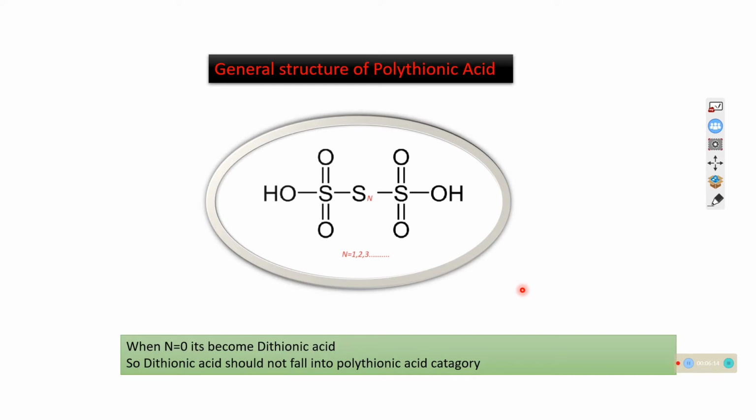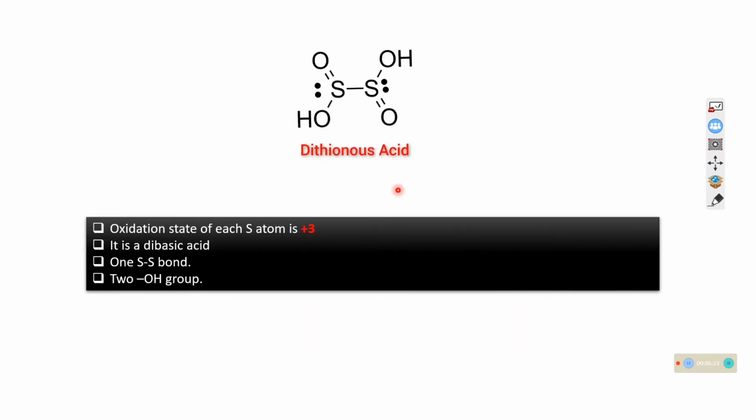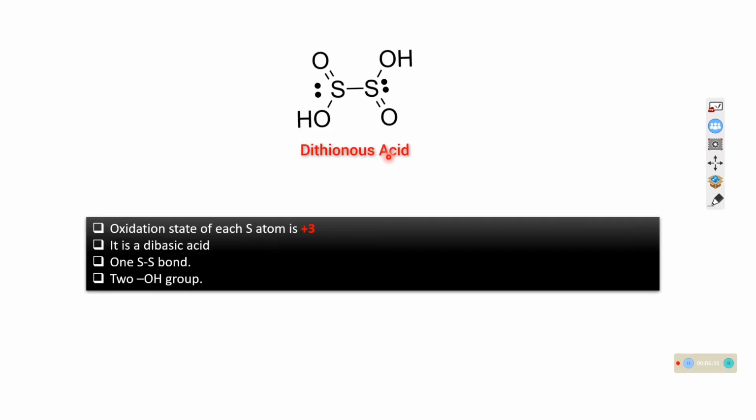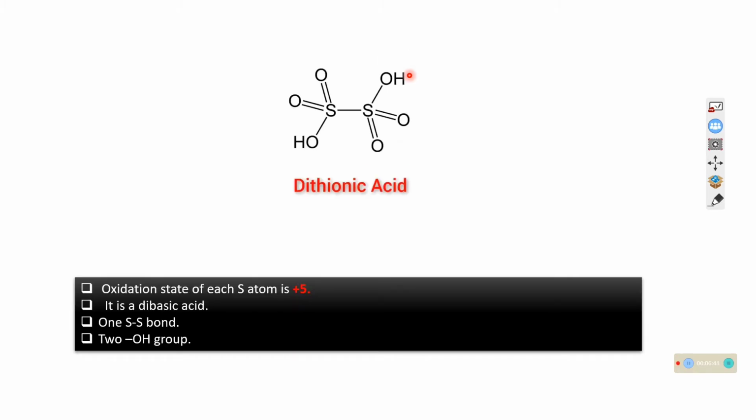Now we will see the anionic species of the previous two acids. This is dithionous acid. This is dithionic acid. When we remove two H's from dithionous acid, one dianionic species is formed, and when we remove two H's from dithionic acid, another dianionic species is formed. So we will discuss the dianionic species now.